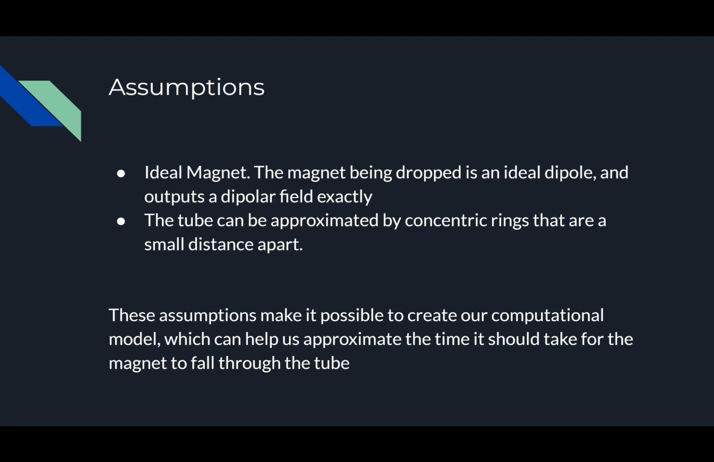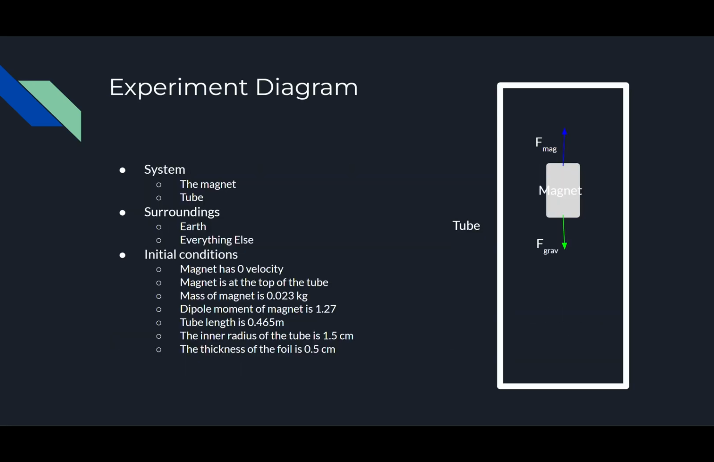Assumptions. So we're assuming that we have an ideal magnet, which is that the magnet being dropped is an ideal dipole and outputs a dipolar field exactly. Like it's not a quadrupole, it's not an octopole, it's specifically a dipole. And the tube can be approximated by concentric rings that are a small distance apart. Basically, that our tube is rings and not some other surface. These assumptions make it possible to create our computational model, which can help us approximate the time it should take.